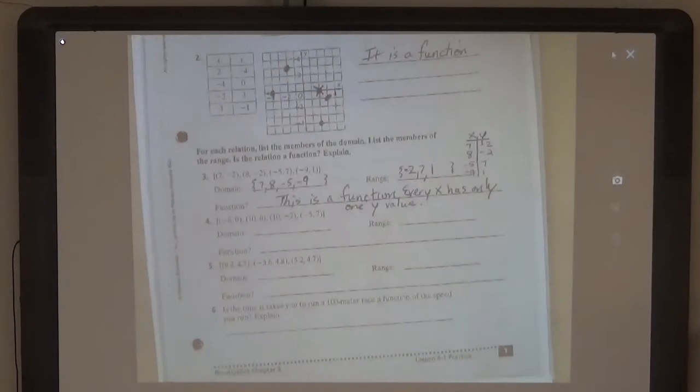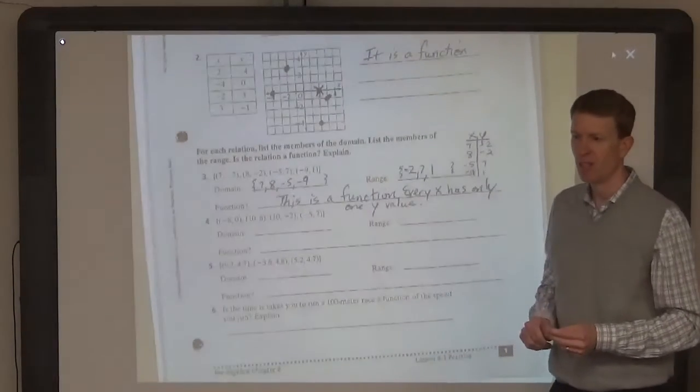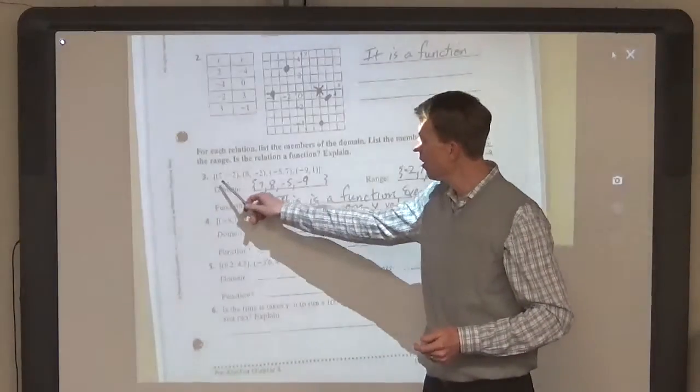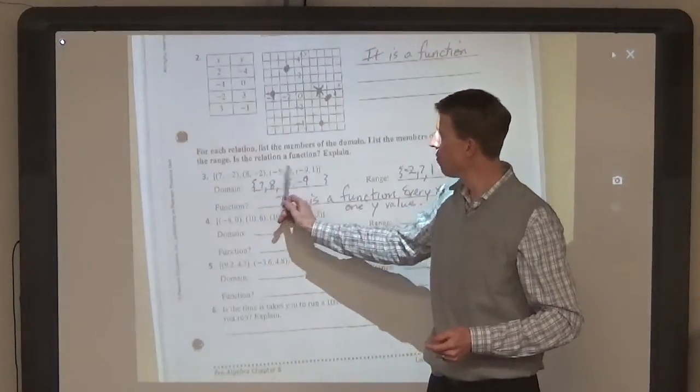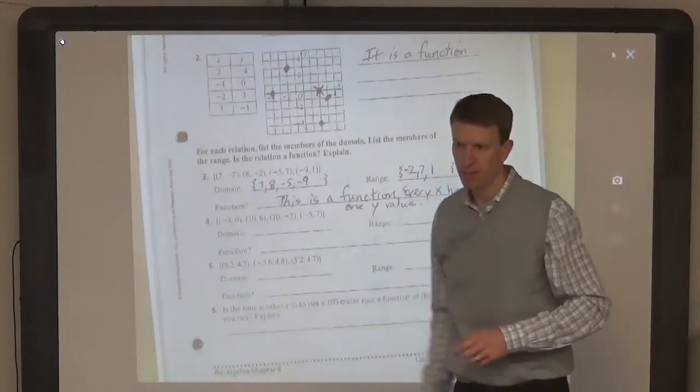Nate? If it's in the X column and there's two numbers the same, is it not a function? Correct. And then in the Y, if there's two numbers the same, it doesn't matter. If there's two numbers the same in the Y value, that does not matter. It only matters if there's two numbers that are the same in the X column or in the domain.